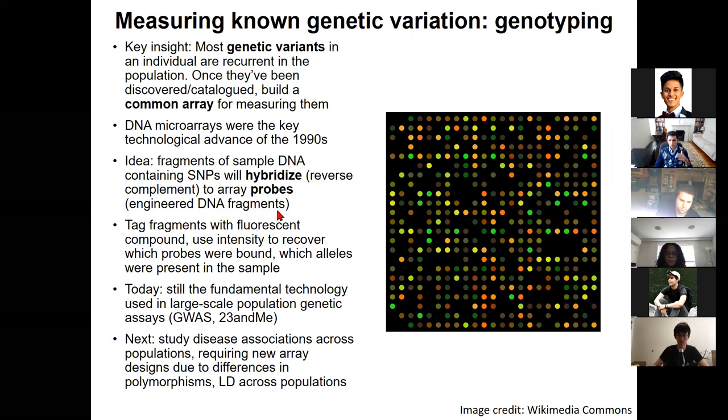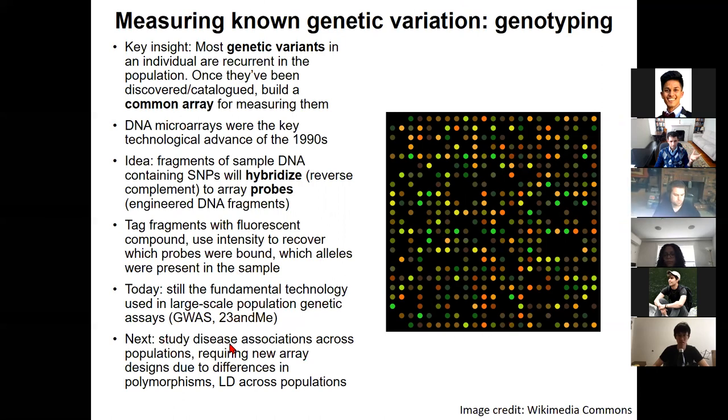One of the probes will have the risk or the reference allele, and the other one will have the non-risk or, say, the alternate allele. You can tag these fragments with a fluorescent compound and use intensity to recover which probes were bound and which alleles were present in the sample: 0, 1, or 2 copies of the alternate allele. Today it's still the fundamental technology used in large scale population genetic assays. If you look at 23andMe or ancestry.com or any of these, you have these microarrays as the basis, the workhorse of human genetics.